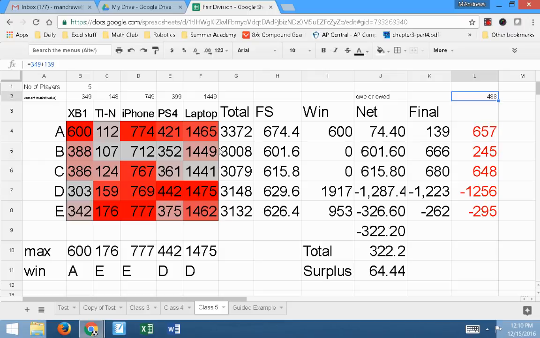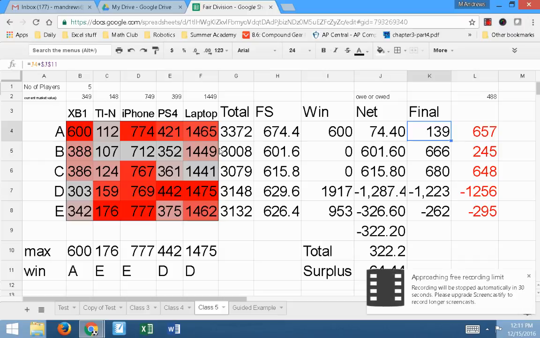Whereas by playing the game fairly, I would have gotten $657 in cash, where I could have bought a $350 Xbox, leaving me with $300 in cash, $307 in fact. So I once again kind of shot myself in the foot because I bid way too high.